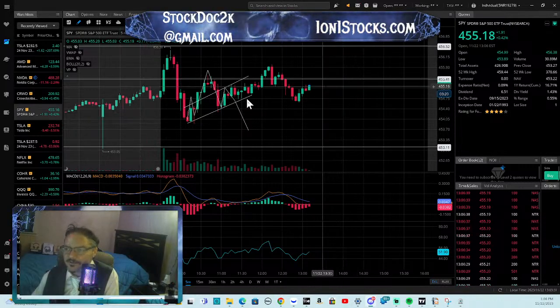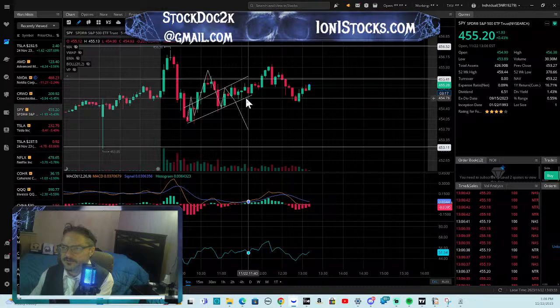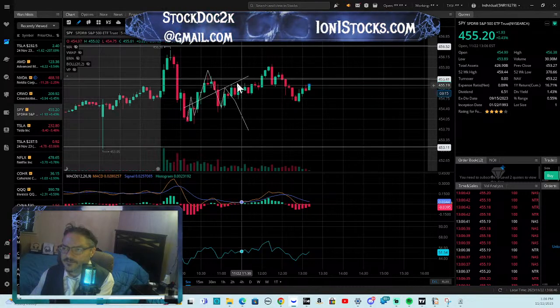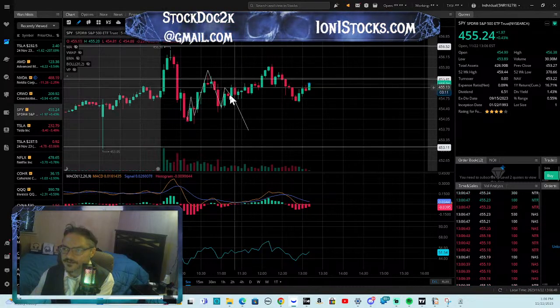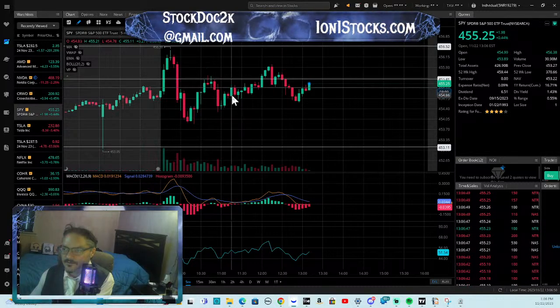So traditionally, looking at this, let's get rid of these lines here. I look at this and I immediately start seeing levels and trends and ways I would normally trade.